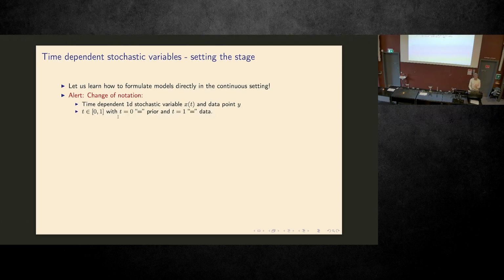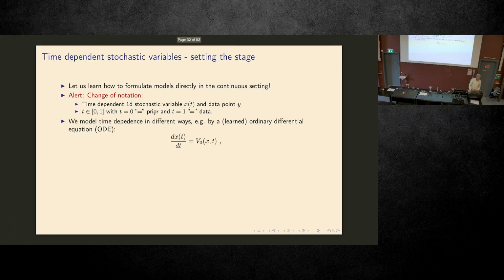Time is going between 0 and 1. Time equals 0 corresponds to the prior, and time equals 1 corresponds to the data. That's because I think about it like a generative model, right? You start at time equals 0, generate some noise, and then you run the process, and then you have data. But it's the opposite way of treating time compared to the DDPM. I'm sorry about that. You are all very intelligent people, so you can change that direction in your head on the fly.